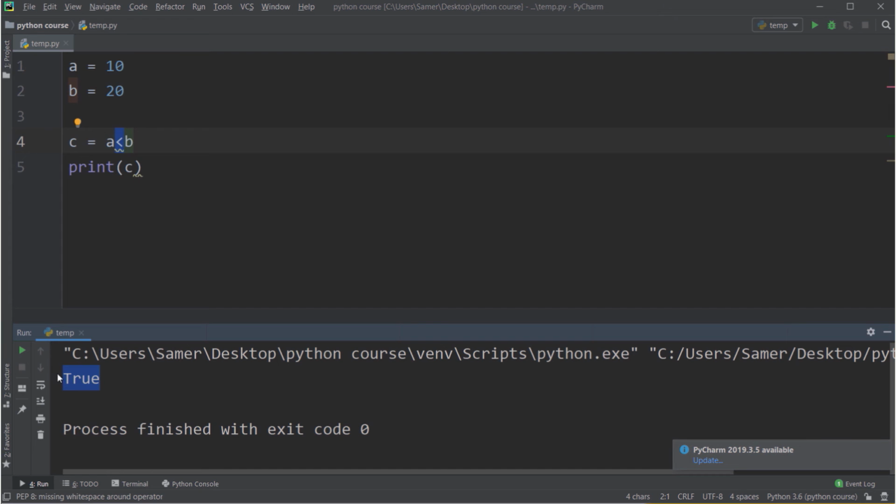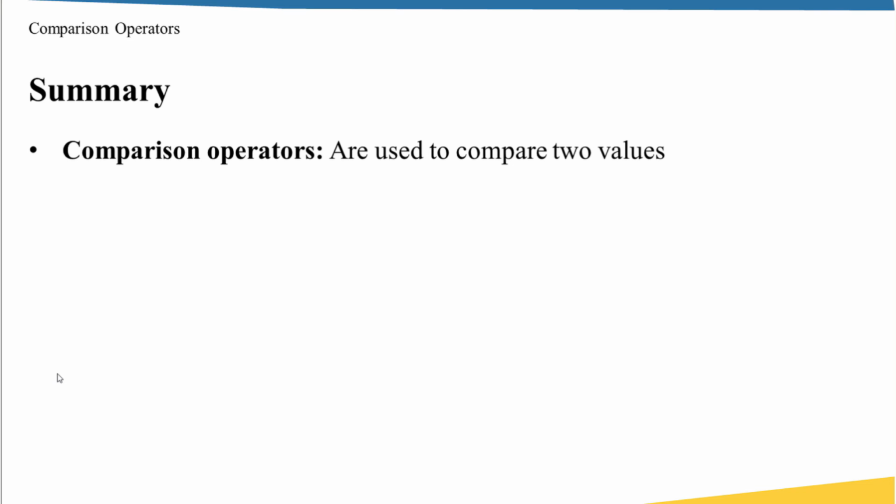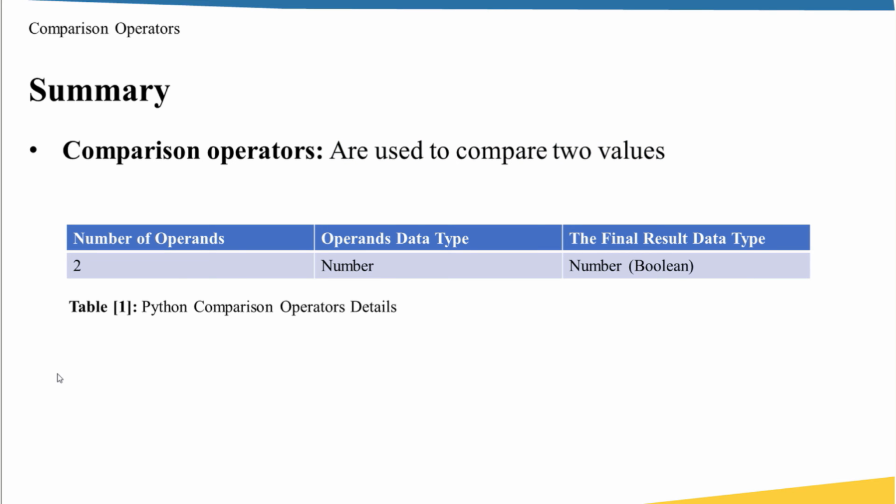And that's all for this code session. Now let's recap what we have learned in this lecture. First of all, comparison operators have been defined, and as we saw, they are mainly used to compare between two values. If you want to use any of these operators, you have to keep in mind that each operator takes two operands, and these operands should be numbers, and the final result after the operator is executed is another value of type Boolean, which means the result could be true or false.